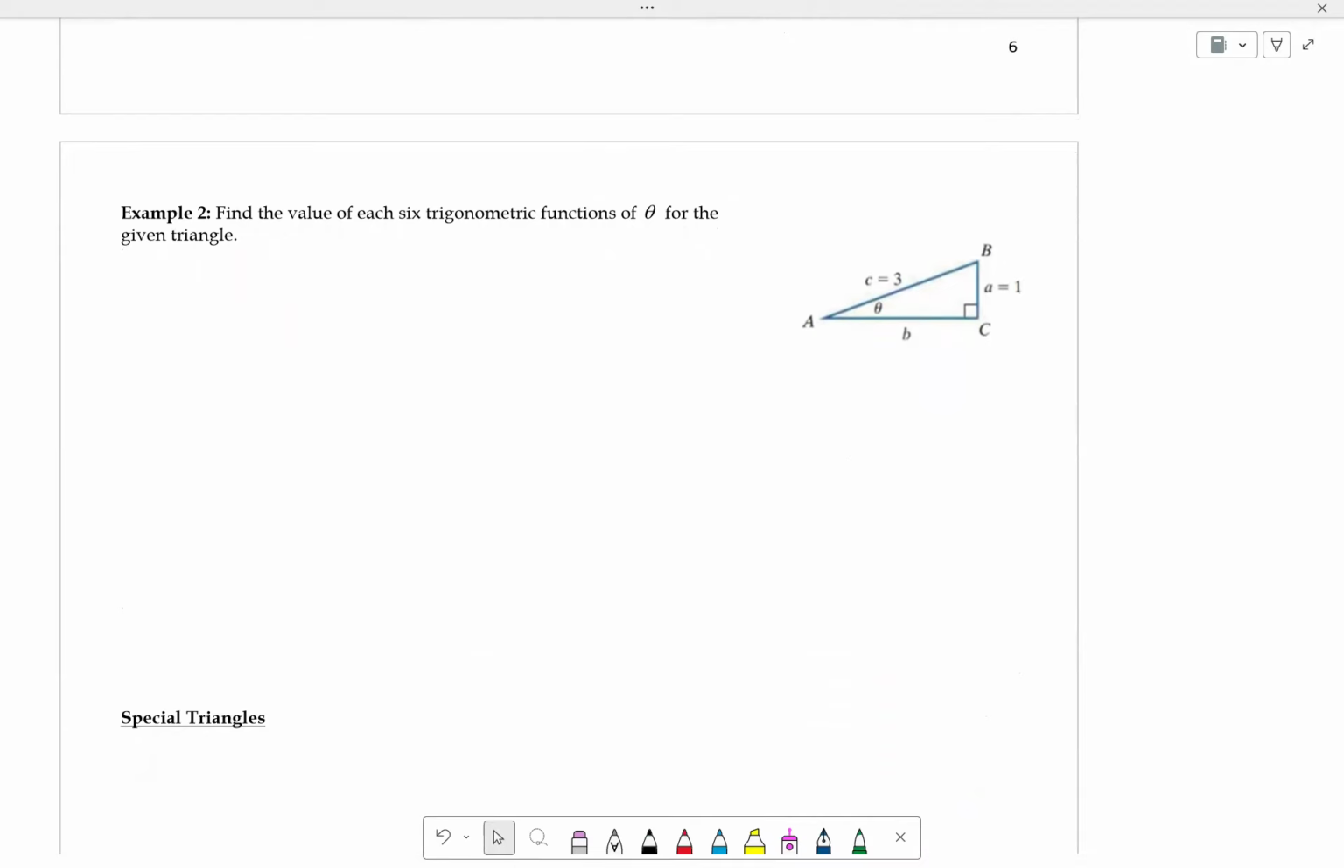Are you ready for this? It says 2. This is a 1, 2, 3 triangle. That's impossible. Alright. Root 2.